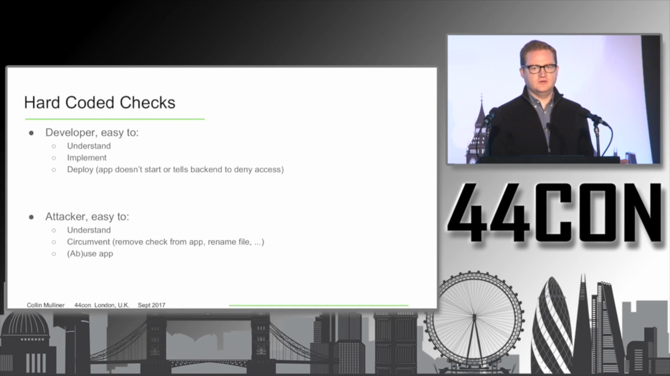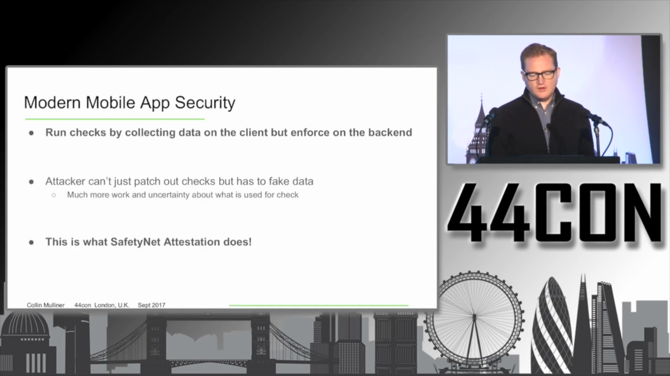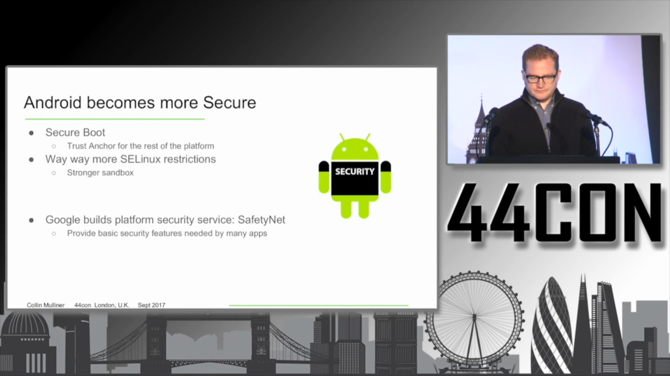So normally, you just don't do that anymore. These days, what you do is you run checks by collecting data on your client and then do all the enforcement on your backend. Because then an attacker cannot just patch out some checks, but has to know what kind of data is looked at, and you have to do much more work. And so there've been companies, I guess, that provide the service, but I guess Google thought, hey, we should have this as a platform service, and that's what SafetyNet Attestation does.